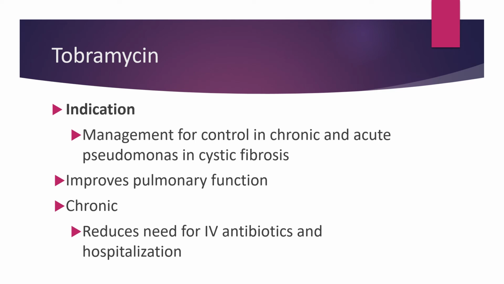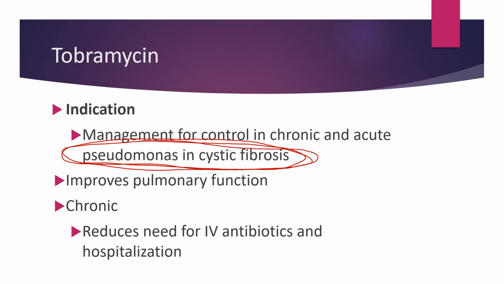Moving on to tobramycin or Toby, the big indication for this one is management for control in chronic Pseudomonas in cystic fibrosis. Now I have given this for non-cystic fibrosis bronchiectasis that had Pseudomonas, so I have given it outside of that label before, but your primary indication is for the label of Pseudomonas in cystic fibrosis. So we get a sputum sample or trach aspirate and it grows Pseudomonas. There you go. That's tobramycin. That's the medication for them.